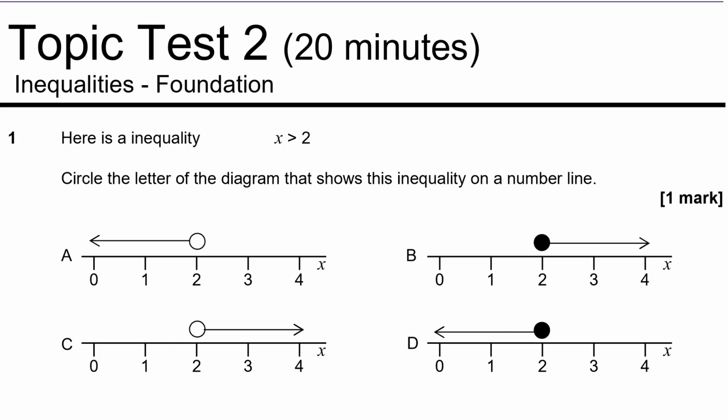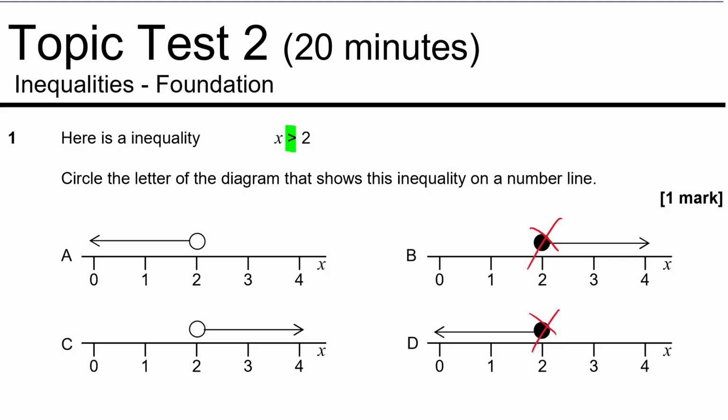Okay, question 1. Here is an inequality: x is greater than 2. Circle the letter of the diagram that shows the inequality on a number line. Okay, so just a few things to note here. You've got a greater than symbol there. That means x needs to be bigger than 2. It cannot equal 2. So if you're going to show this on a number line, you need to use an open circle and not a filled circle. So it's not going to be this one or this one because they are filled circles. It's going to have to be one of the other two.